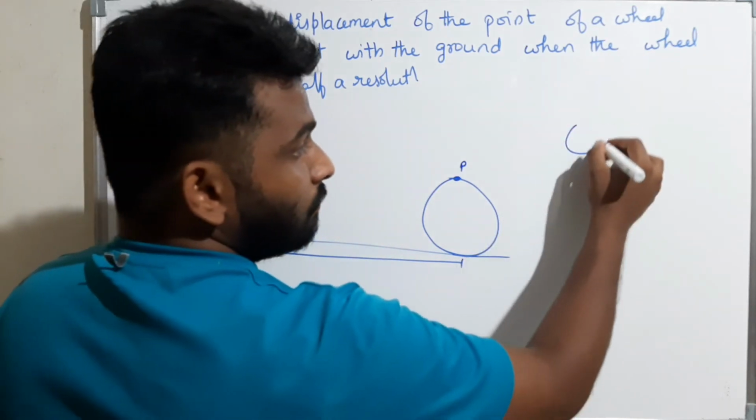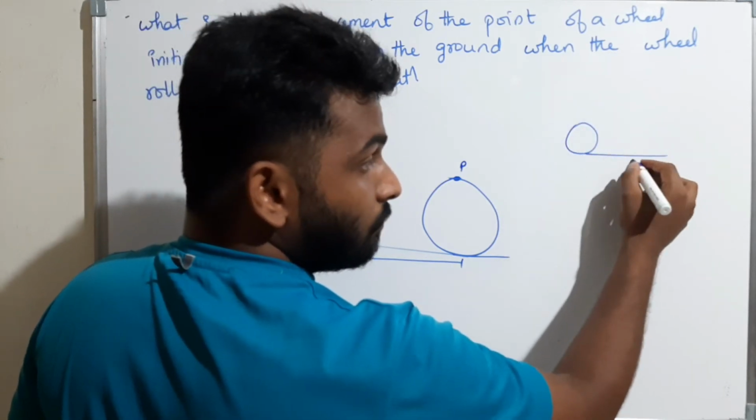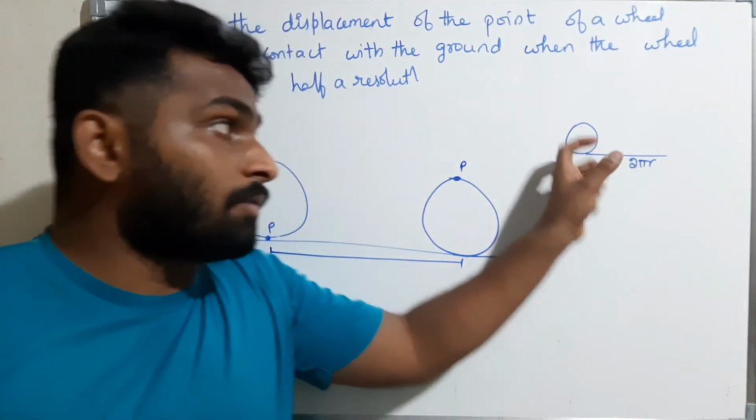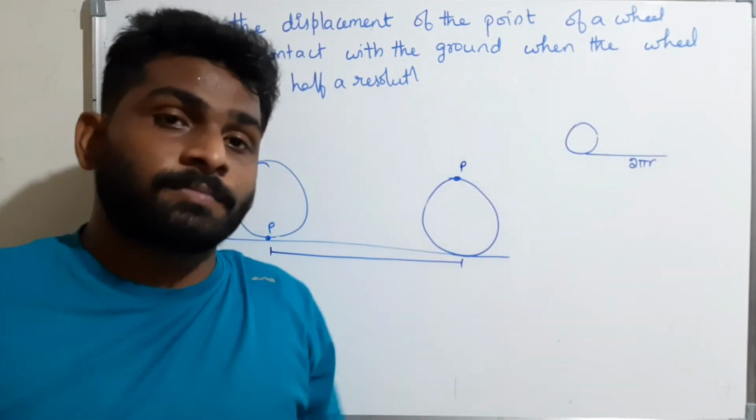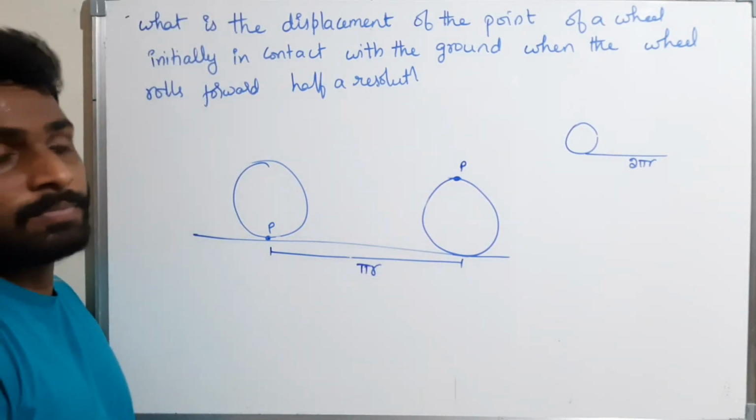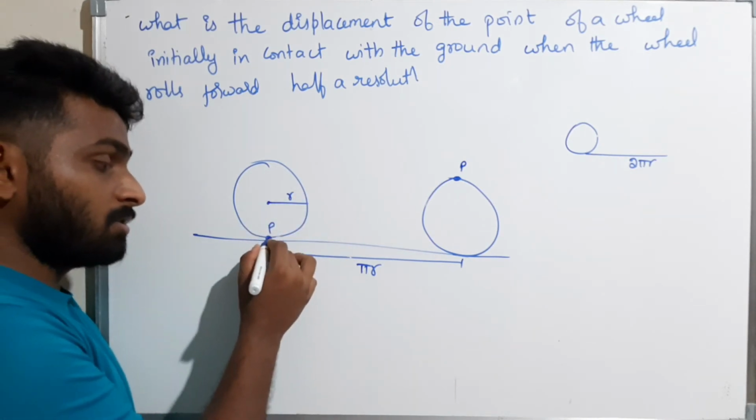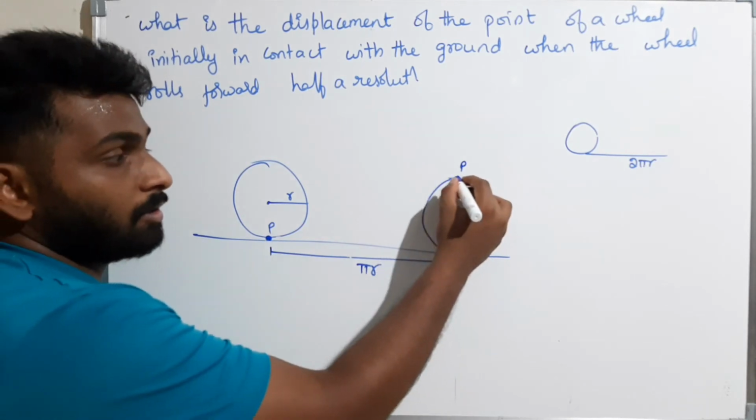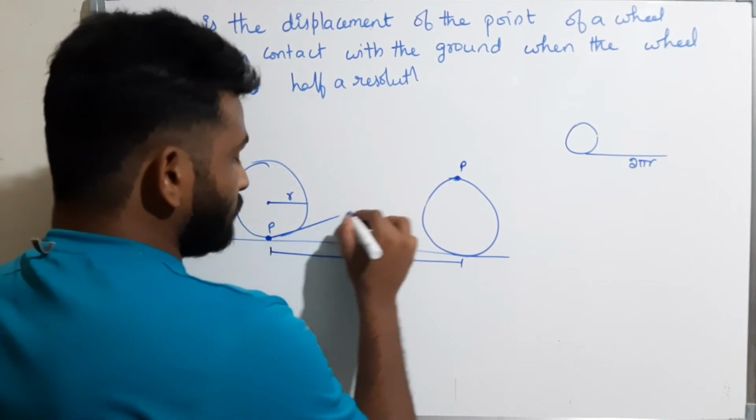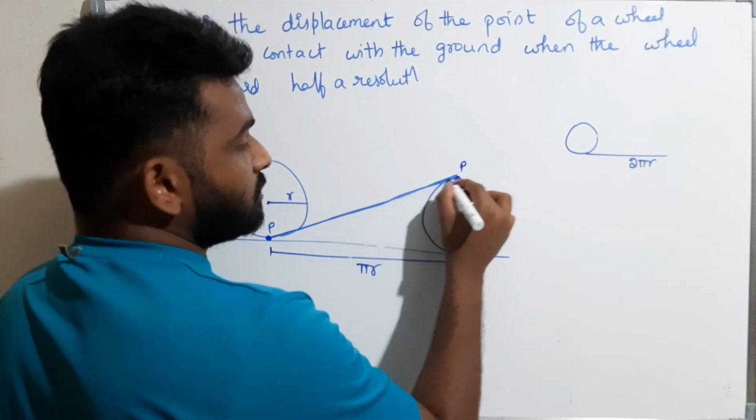When the wheel makes one complete rotation, the wheel travels forward by one circumference, which is 2 pi r. The distance traveled by the wheel in one complete rotation is 2 pi r. But if it is half rotation, then it is pi r, where r is the radius. Now they want the displacement of this point. Initially this is a point and finally this is a point. Displacement is the shortest path between the final and the initial point. That means this is the displacement. How will we get this displacement?